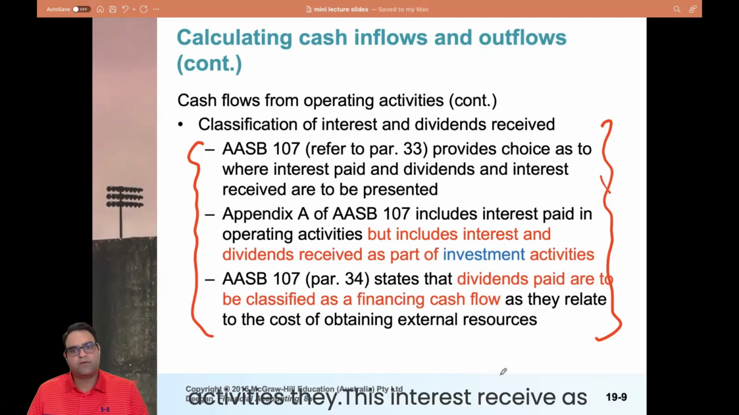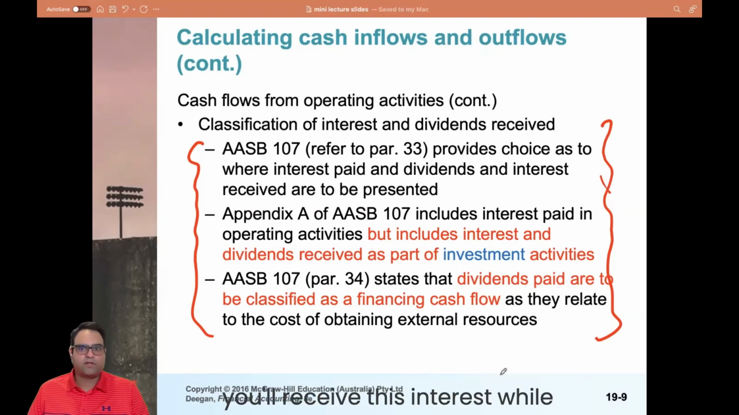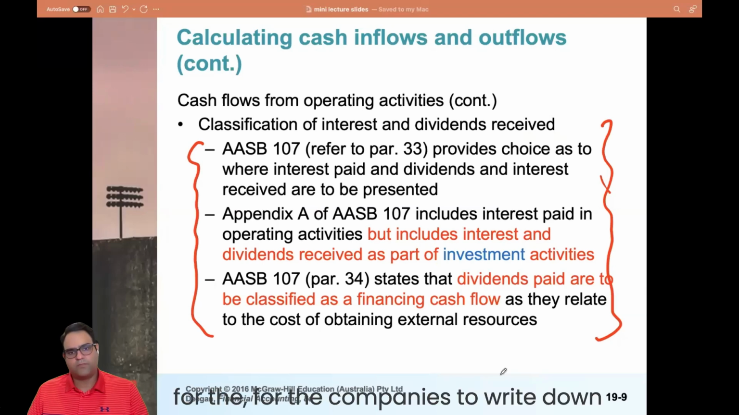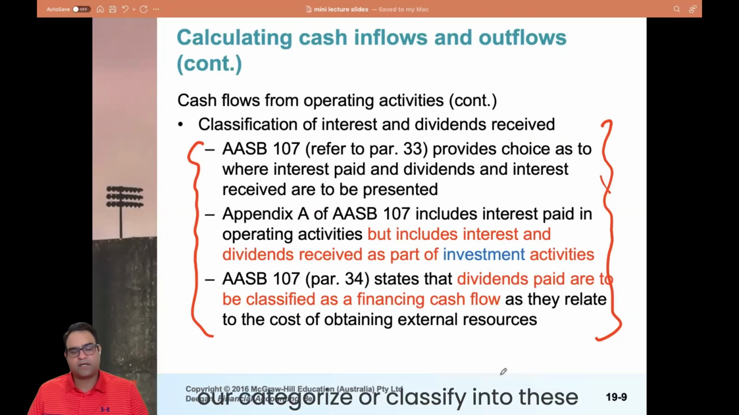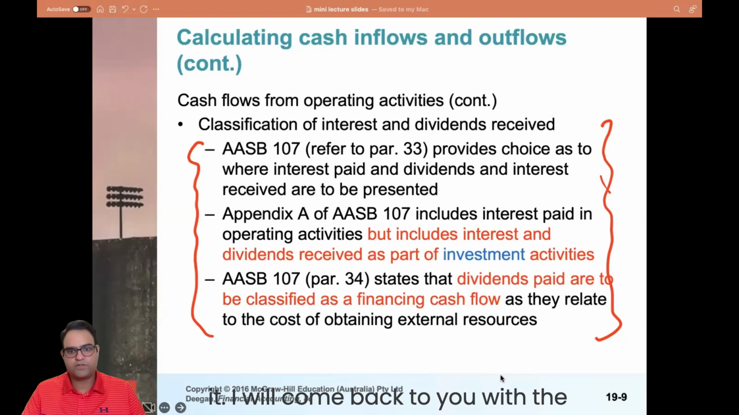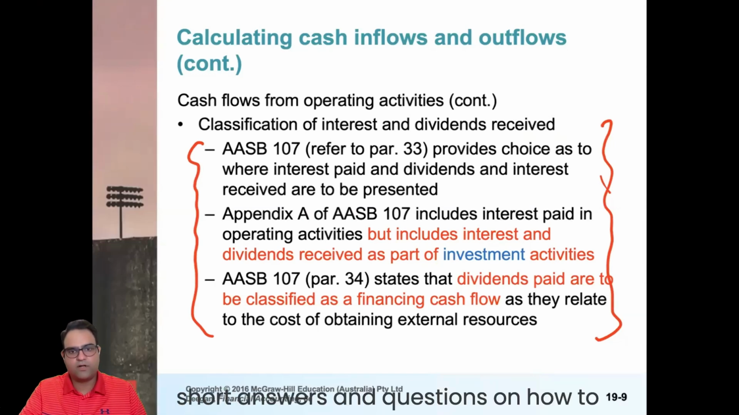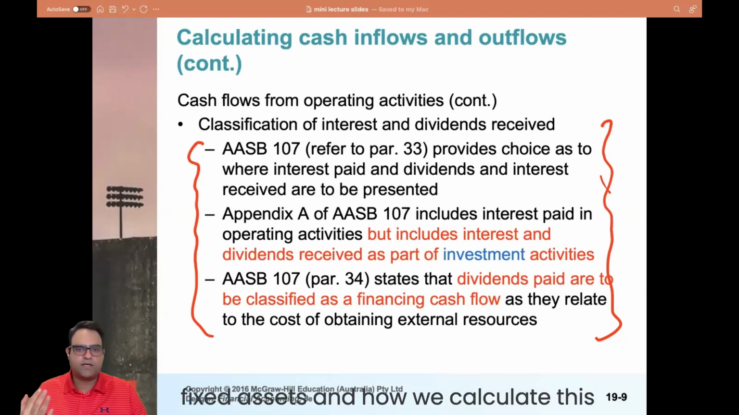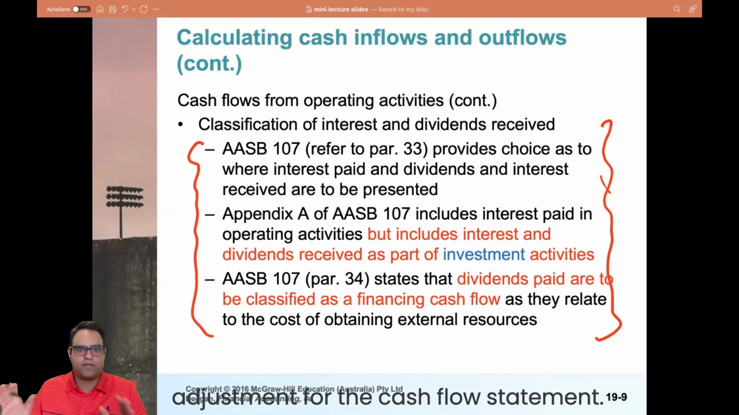They can write this interest received as an investing activity, because maybe you receive this interest while investing in a company or any other shares. So it's the discretion. It's discretionary for the companies to categorize or classify into these three activities. So that's pretty much it. I will come back to you with short answers and questions on how to do the adjustment for the inventory, fixed assets, and how we calculate this adjustment for the cash flow statement.